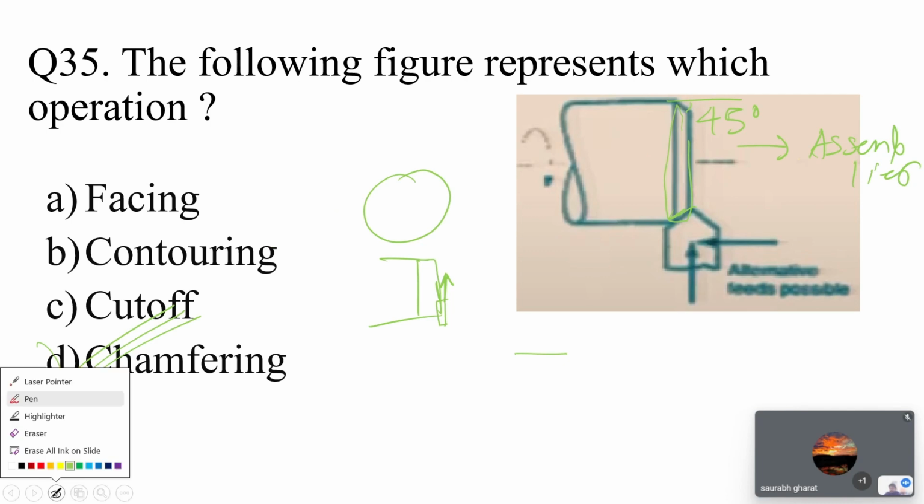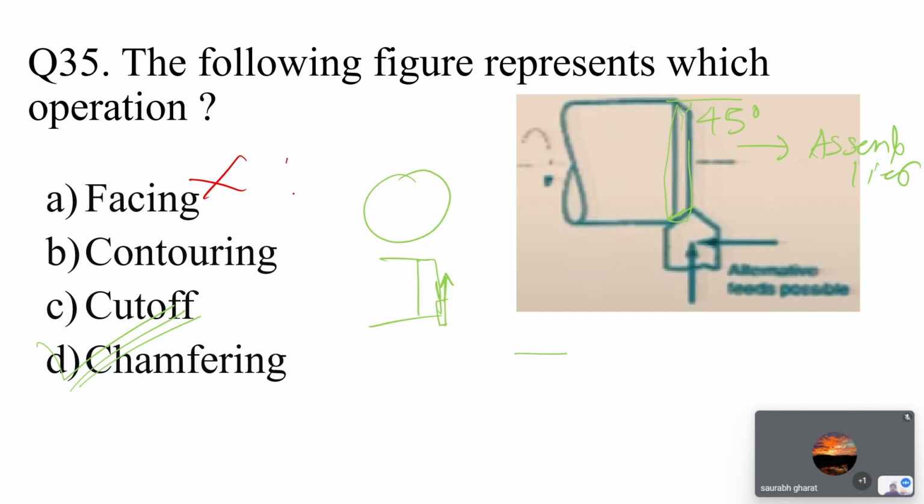A facing operation is different. The tool moves perpendicular to the axis. So this is your axis, and the tool is perpendicular. This is called facing. But it is not facing. And in this process, contouring is different. This is not contouring. Contouring is like some other form. This is not a contouring.